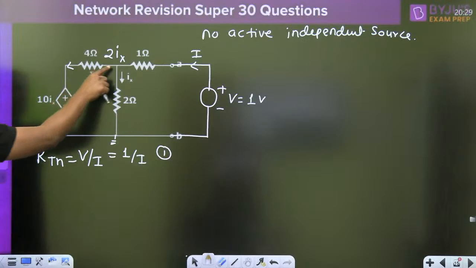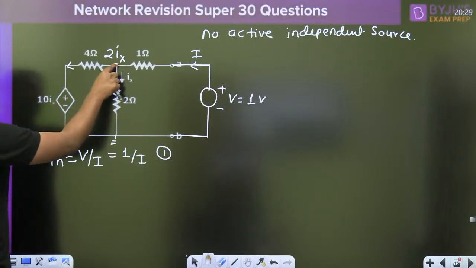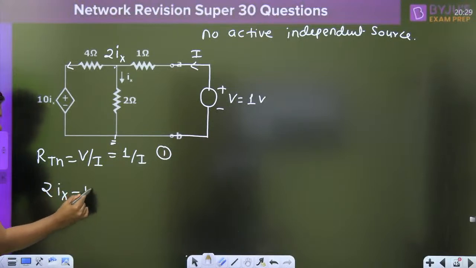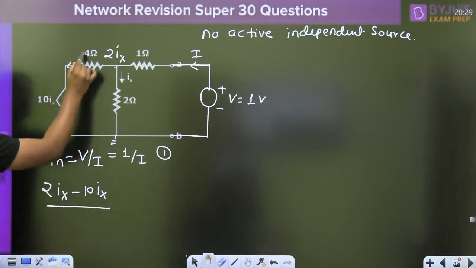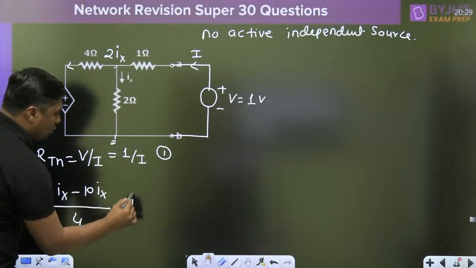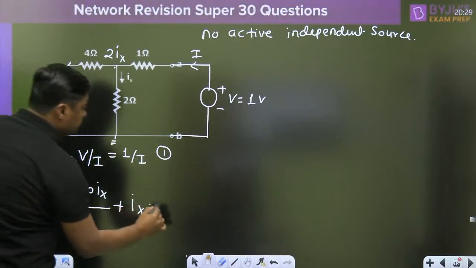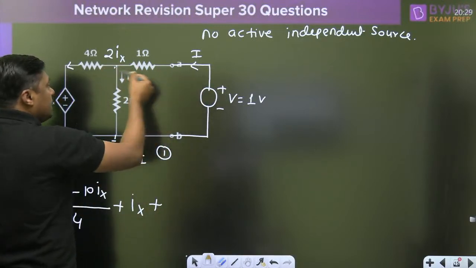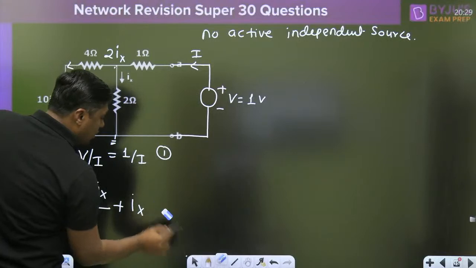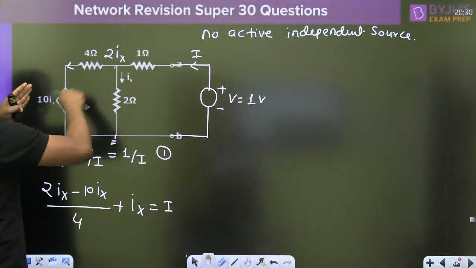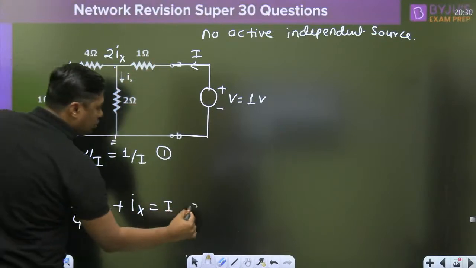Write down the KCL at this point. What is the KCL? 2Ix minus 10Ix divided by 4, plus 2Ix divided by 2, that is nothing but Ix, the outgoing current is Ix, plus 2Ix minus 1 divided by 1. Or simply, what is the incoming current? I. So I is equal to I. This is the outgoing current, and that is the incoming current. That is equation number 2.